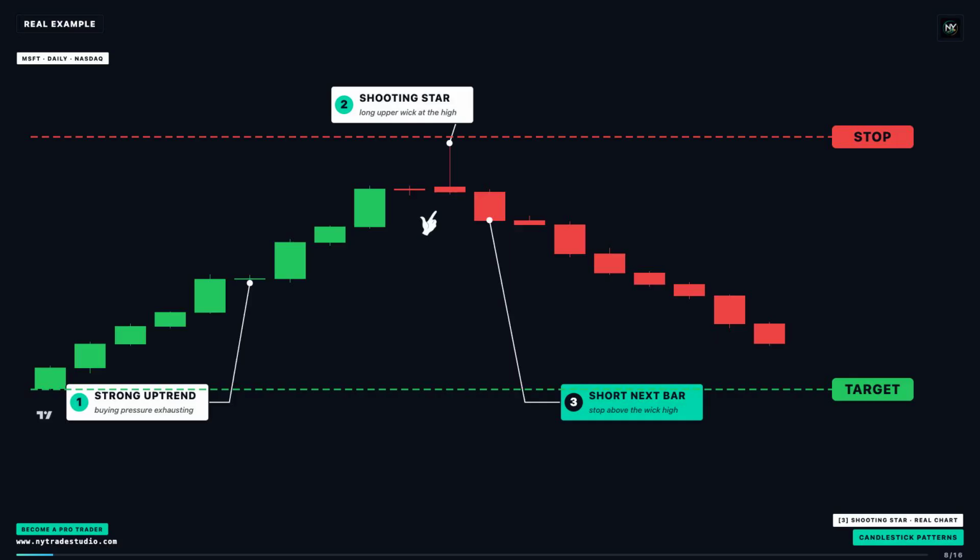Short on the next bar's open. Stop loss goes just above the shooting star's wick high, your defined risk. Target the next major support below. Just like the hammer, volume confirms the signal. A shooting star on heavy volume means institutional sellers stepped in. A quiet shooting star is much less reliable.